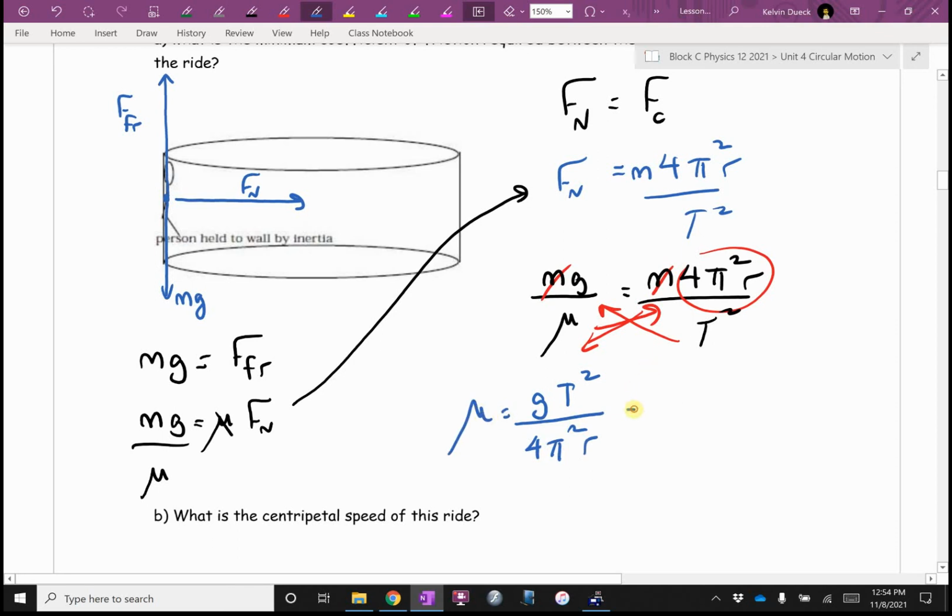I was trying to make this realistic. 9.8. What was the period? 2.5? Kiana, what don't I want to forget? There you go. All over 4 pi squared. And then r was, what, 4.8? What do you get?